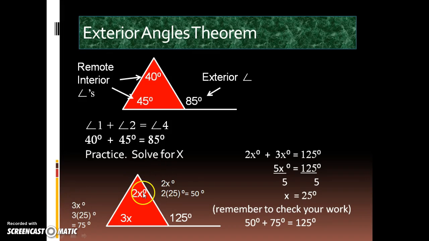All right, so here's what we had down here. We had our two remote interior angles, 2x and 3x, and we had our exterior angle, which was 125. So 2x plus 3x equals 125. We combine like terms over here. We get 5x equals 125. So we divide by 5 to isolate the variable, which is x, and x equals 25. Now I go back to check my work. 2x is 2 times 25, that equals 50. 3x is 3 times 25, which equals 75. I add those two together, 50 and 75, and I get 125. So I know my answer is correct.